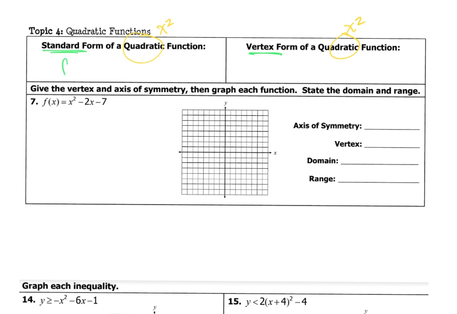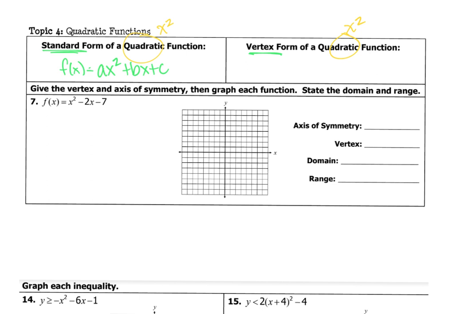Standard form means our function is in the form f of x equals ax squared plus bx plus c. Notice there are no parentheses. We start with our x squared term, next our x, and last comes our constant. It's all in a row.